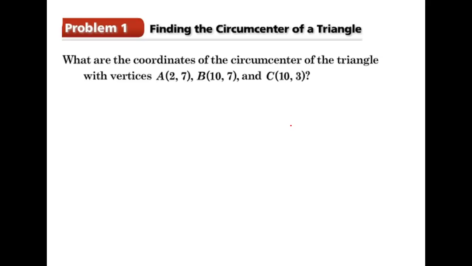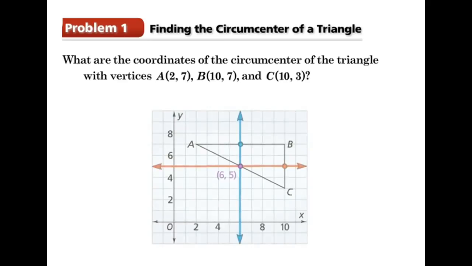So let's look at an example. If we have the coordinates of a triangle, we would like to know where the circumcenter is located. So I have points A, B, and C, and if I draw them on a graph and connect them, creating triangle ABC, we could find the location of the circumcenter.